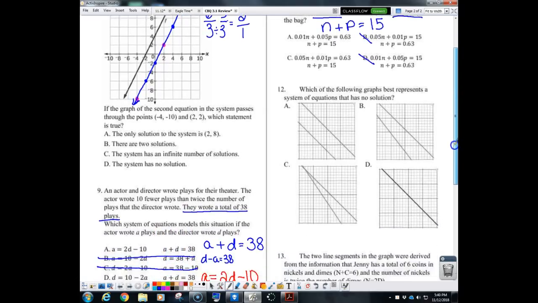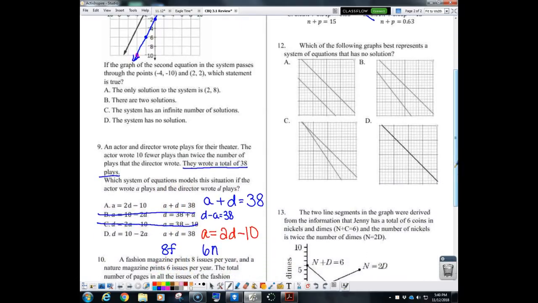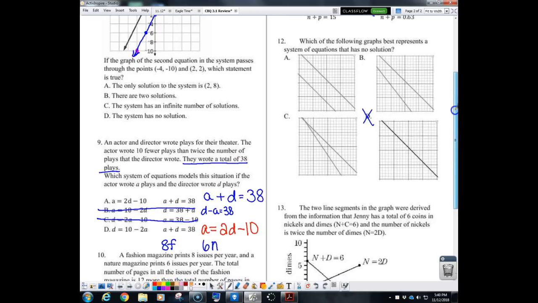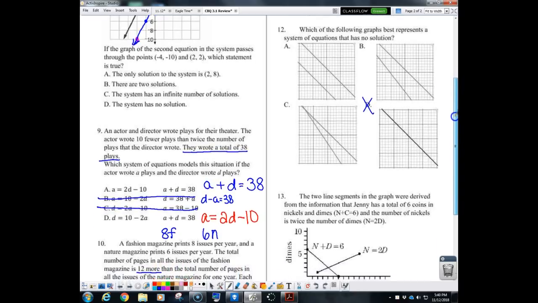So let's look at number 12. Which of the following graphs best represents a system of equations that has no solution? So remember, no solution means what? Parallel lines, right? Which one of those four looks like it has parallel lines? Well, D is already wrong, right? Because you only see one line. So you have to choose between A, B, and C. Which one has parallel lines? Which ones look like they will never intersect?